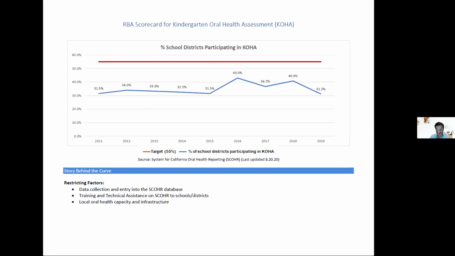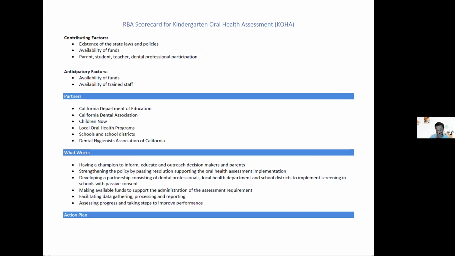And so we found with the percent of school districts participating in KOHA that data collection and entry into the SCORE database is restricting us, as Dr. Kumar alluded to earlier. Training and tech assistance on SCORE and local health capacity and infrastructure. When we look to see what those contributing factors are, we do see the existence of state laws and policies, the availability of funds, which we really like, parent, student, teacher, dental professional participation. We have a community involved to help us reach this goal. We also look to see, and we anticipate, so availability of funds, as we always anticipate that, and availability of trained staff, which is key in implementing something like KOHA.